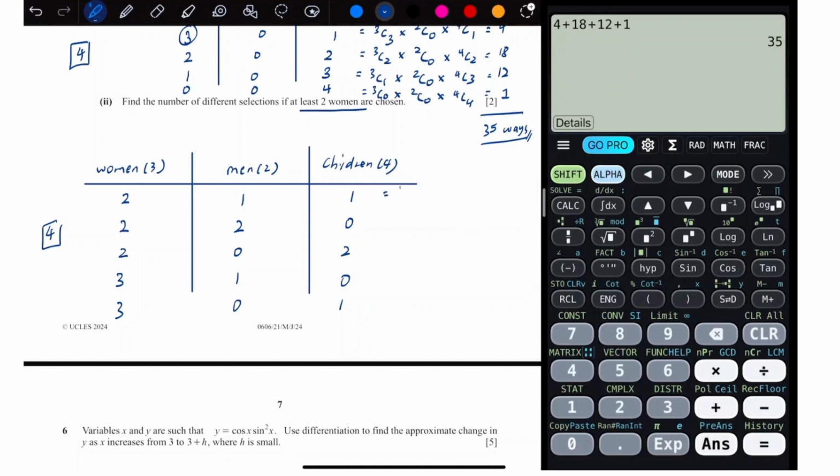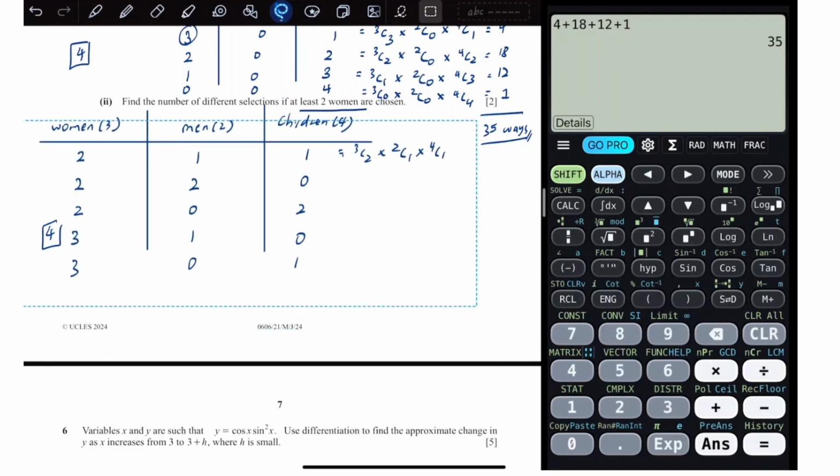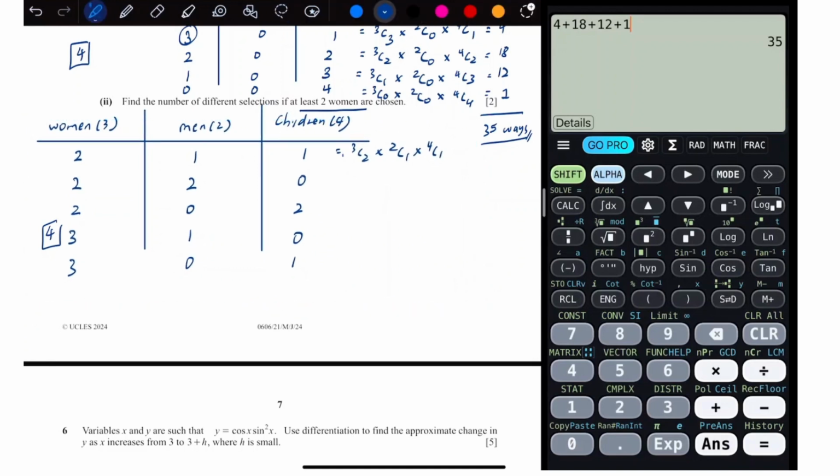So again, do the same: 3c2 times 2c1 times 4c1. Drawing the table is kind of like the insurance. I believe you guys have a lot of easier ways, but in case you're struggling with this kind of question or you don't like it, the table can really help you a lot. Okay, so 3c2 times 2c2 times 4c0, 3c2 times 2c0 times 4c2, 3c3 times 2c1 times 4c0, 3c3 times 2c0 times 4c1. So add them all up.